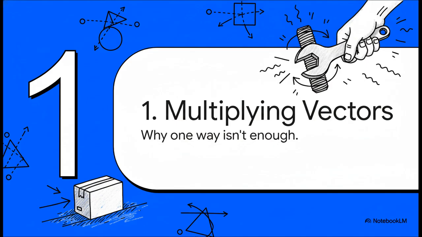Well, it's all because vectors are basically the language of physics. They describe real-world interactions. And think about it. Pushing a box across the floor is a very different kind of physical action than, say, using a wrench to turn a bolt. So it makes sense that physics would need different mathematical tools for these different jobs. One type of multiplication just isn't going to cut it.